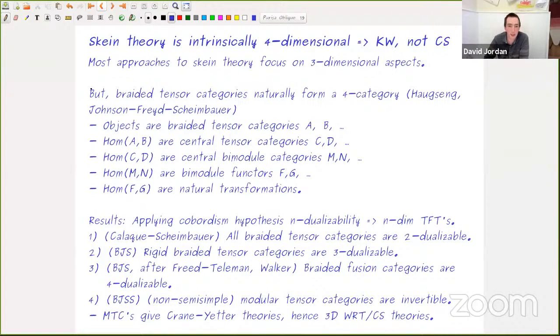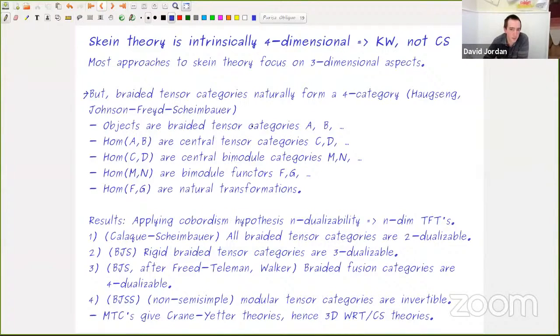So as an algebraist, for me, the main reason for this is that braided tensor categories naturally form a four category. So this was constructed actually quite recently. It's been a folklore that it should be true, but it was rigorously done quite recently by Rune Haugseng in one set of axioms, and then Theo Johnson-Freyd and Claudia Scheimbauer in a complementary set. So it's a four category.